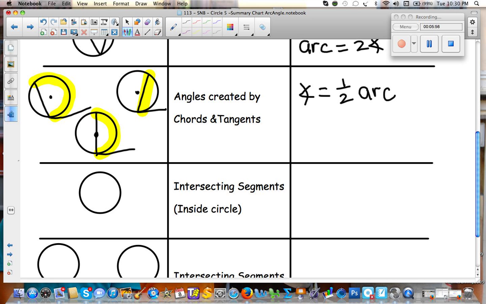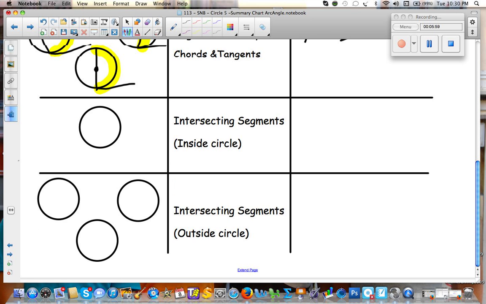Next on the list we have intersecting segments, and notice this one's special, that we're talking about if the segments intersect inside the circle. So again, here is the center of my circle, and I'm just drawing two random chords. There's one chord, there's the other chord. And I'm looking for, let's say, this angle, angle X. And again, it has to deal with the intercepted arcs. So the intercepted arcs with respect to angle X would be this arc and this one.